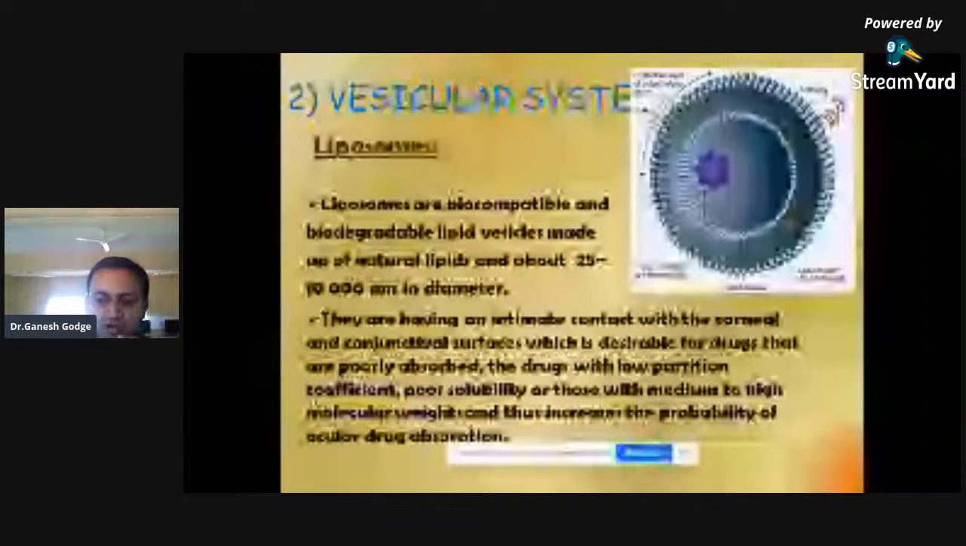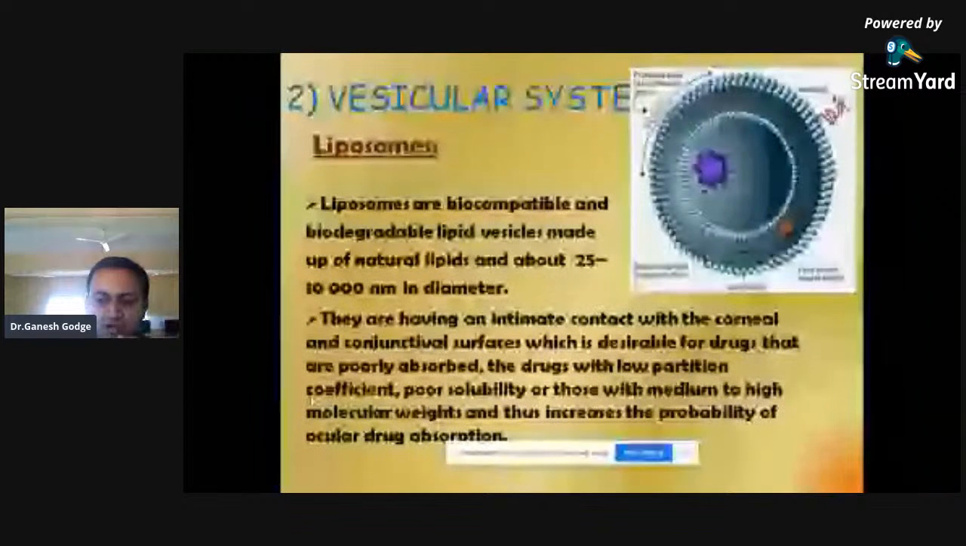Vesicular systems like liposomes, niosomes, discosomes are some examples, out of which liposomes are biocompatible and biodegradable lipid vesicles, which are made up of natural lipid and about 25 to 10,000 nanometer in diameter. They have an intimate contact with the corneal and conjunctival surface, which is desirable for drugs that are poorly absorbed, and drugs with low partition coefficient, poor solubility, or those with medium to high molecular weight, and thus increases the probability of ocular drug absorption.